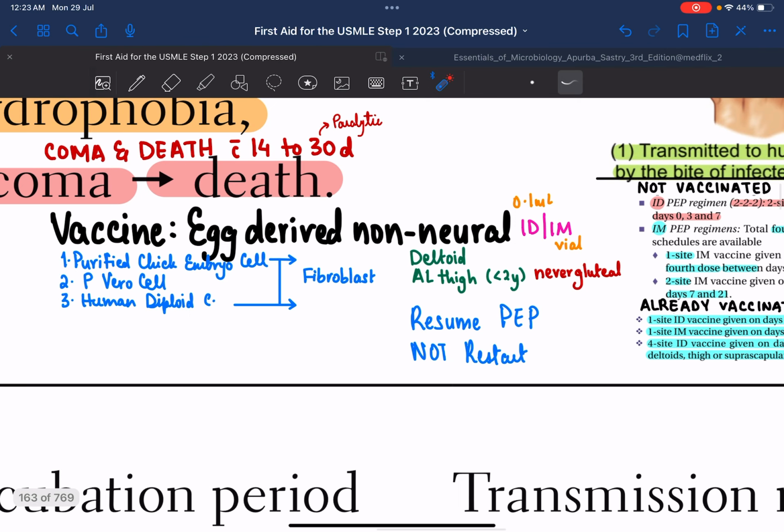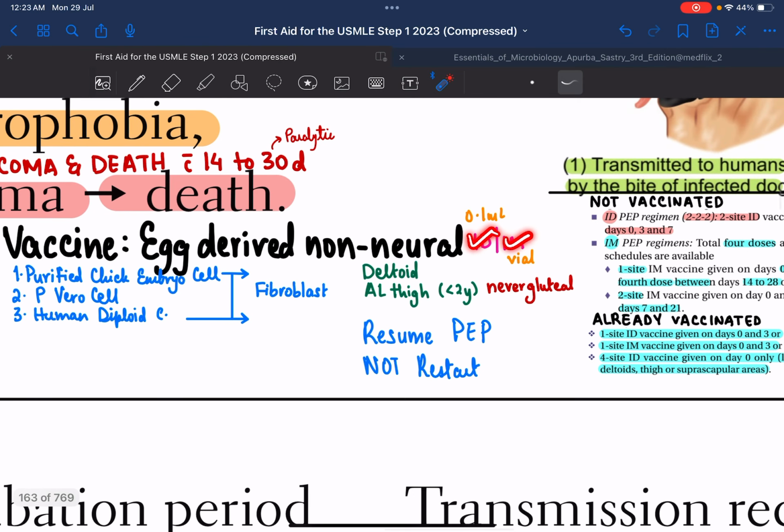The vaccine can be administered either intradermal or intramuscular. If intramuscular, it may be administered at the deltoid or the anterolateral thigh. Deltoid in case of adults, and anterolateral thigh in case of children less than 2 years. Never ever administer the rabies vaccine in the gluteal region. Okay. If we take the intradermal route, we administer about 0.1 ml of the vaccine, and in case of intramuscular route, we administer the entire vial.